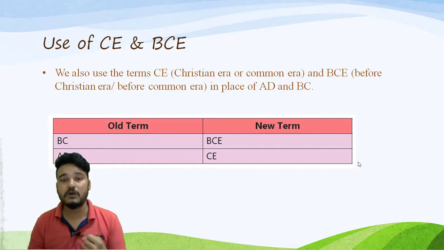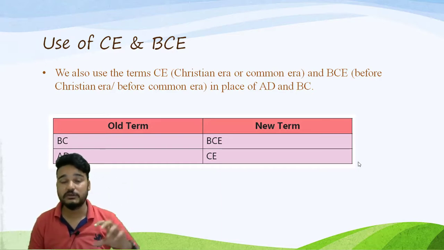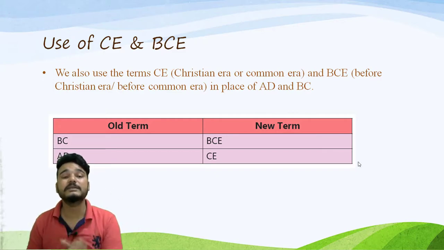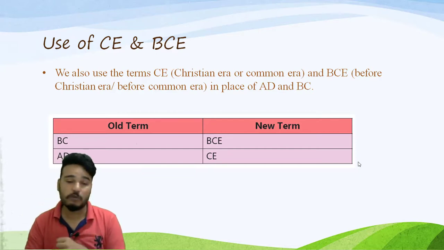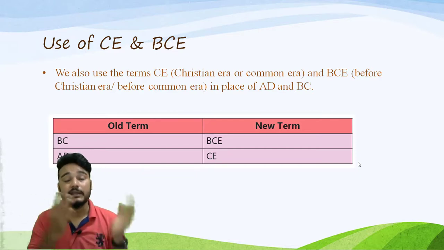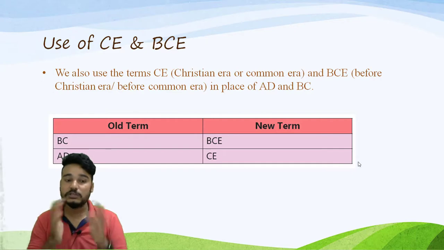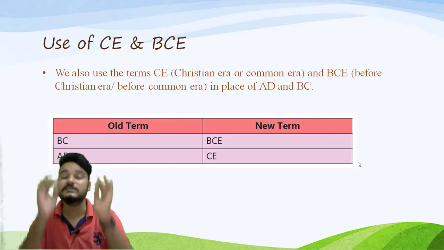Before Christian era or before common era, which we previously used as BC, before Christ. In place of BC, what do we use now? BCE, that is before Christian era, or it is also called before common era. And in place of AD we use CE, that is Christian era or common era. So don't get confused, CE and AD is the same, BC and BCE is same.